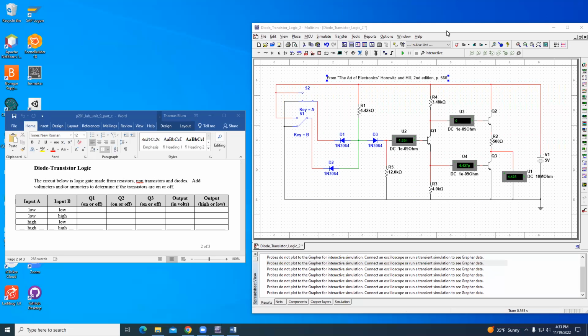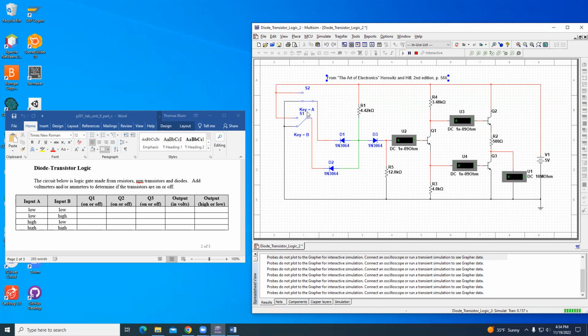In this video, I'm going to look at the simulation of a diode transistor logic circuit that I got from The Art of Electronics by Horowitz and Hill. All right, so this is going to end up being a logic circuit. So we're interested in high and low inputs and then the output. And the output of interest is the voltage across that lower transistor with the label Q3.